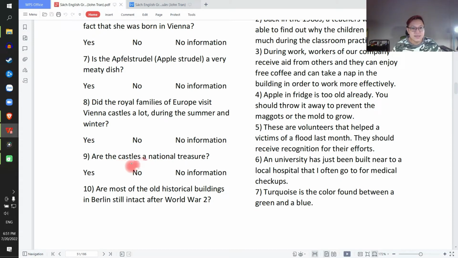Number 9. Are the castles a national treasure? Những cái pháo đài có phải là một cái gọi là national treasure, nó là tài sản quốc gia không? So number 9 is a yes, of course, these are national treasure. Đây đương nhiên là những cái tài sản quốc gia rồi.